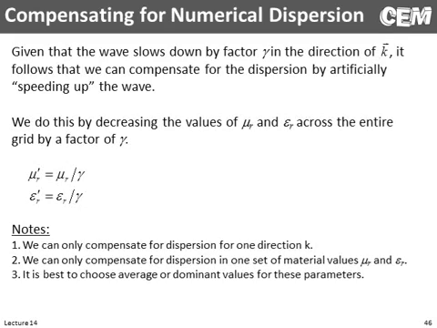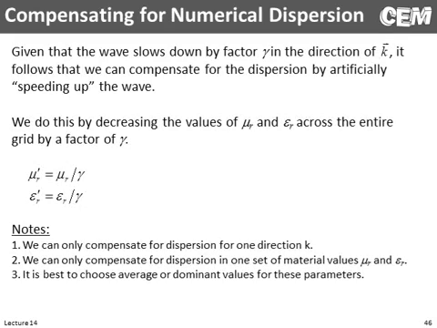dispersion. A couple catches here. We can only compensate for dispersion in one direction. So we have to think, is there a dominant direction of the waves in your model? If so, that's the direction we would choose. If not, well, maybe we can just take an average and look at the dispersion for a wave traveling at an angle of 22.5 degrees, for example.